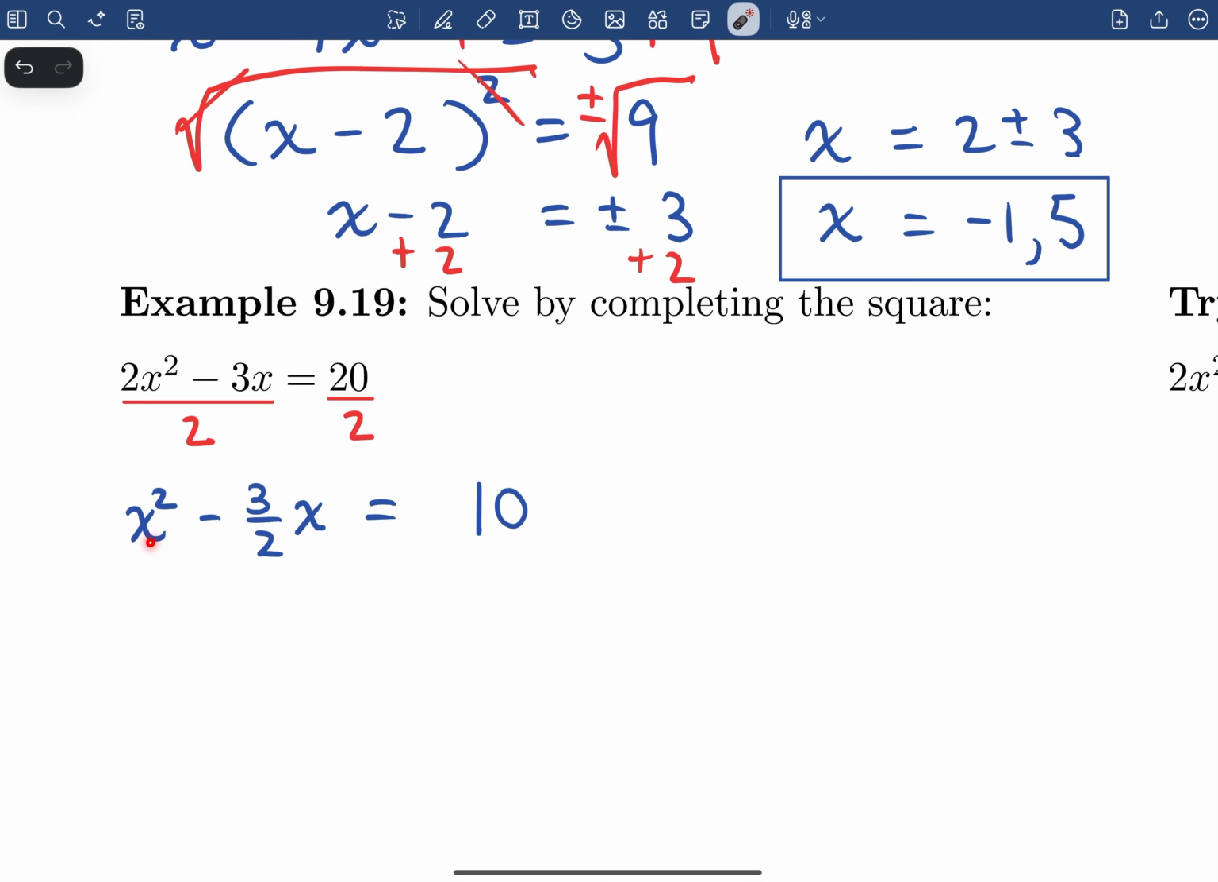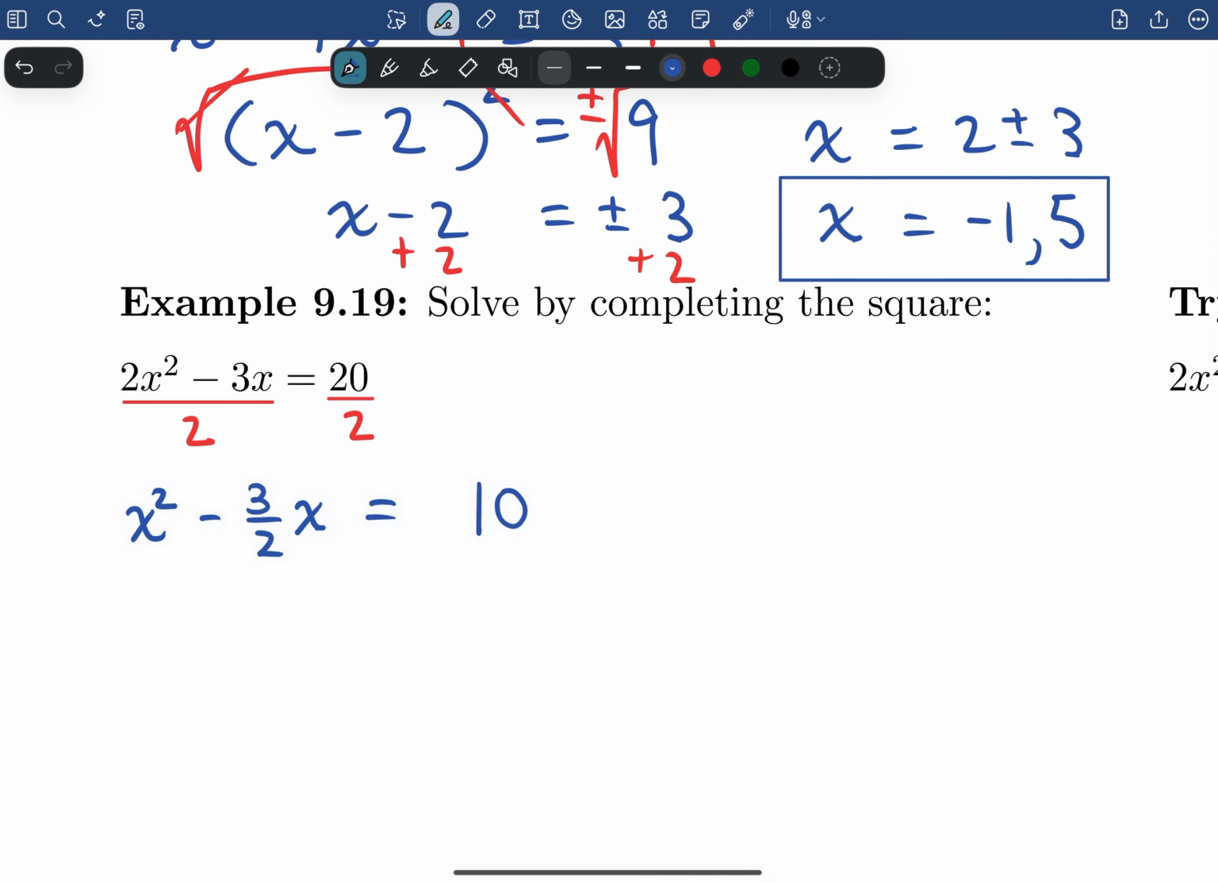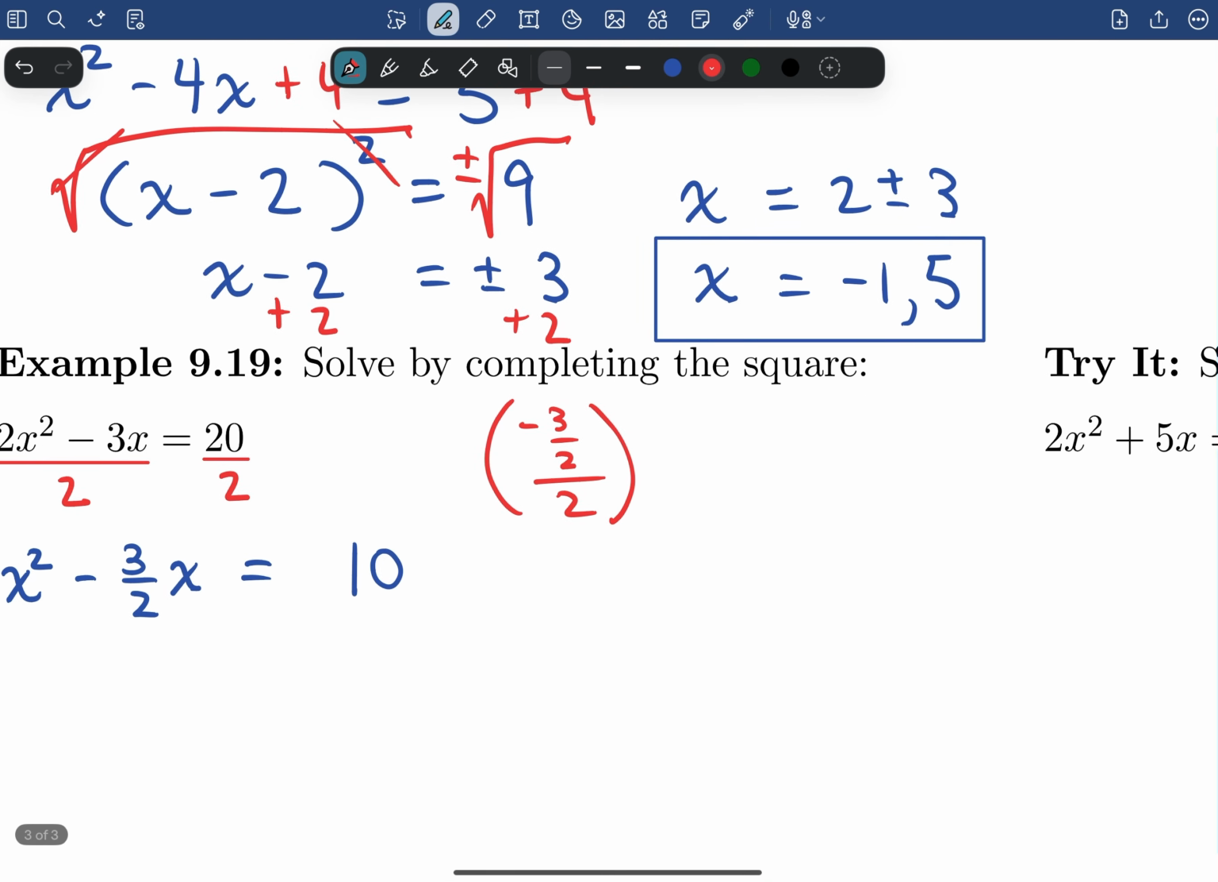I have all my variable terms on the left-hand side and the constant terms on the right-hand side of this equation. And so now I'm going to look for the b value. The b value is negative 3 halves. And so I take negative 3 halves and I divide it by 2 and then I square it like that.